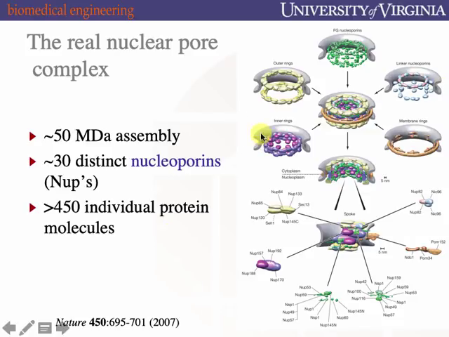The gray here is the nuclear envelope. So you can think of them almost as punching a hole in that membrane and holding the membrane from fusing. If you take them away, then the membrane just fuses up again, and then you have no access.